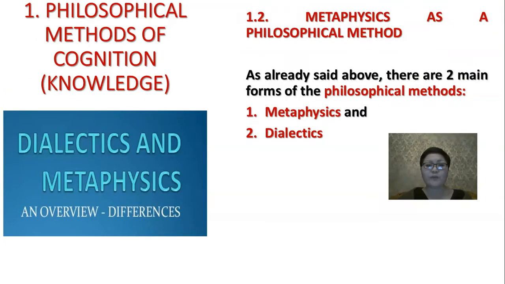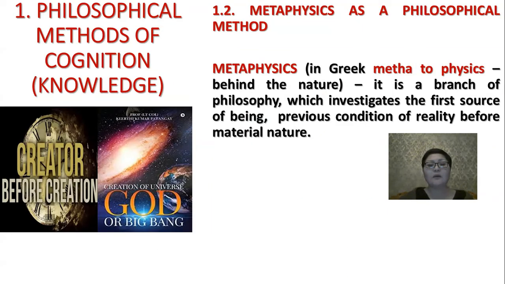The second topic is named metaphysics as a philosophical method. As already said above, there are two main forms of the philosophical methods, metaphysics and dialectics. What is the difference between these philosophical methods? Metaphysics, in Greek meta ta physika, means behind the nature.